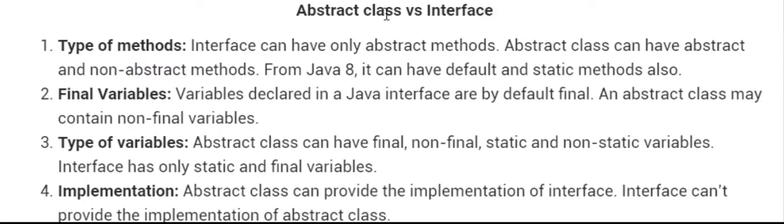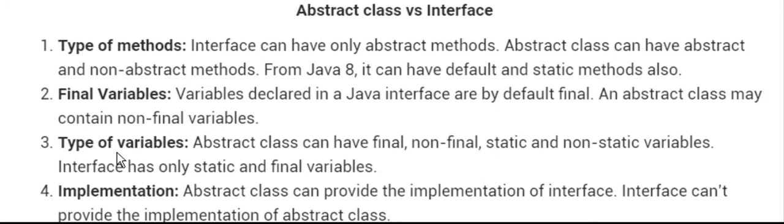The difference between abstract class and interface is the type of method. An interface can only have abstract methods, but an abstract class can have abstract and non-abstract methods. Final variables: variables declared in a Java interface are by default final. We cannot change them if they are final. But an abstract class may contain non-final variables. Since we want to use protected, so we don't use final, we want to choose an abstract class.